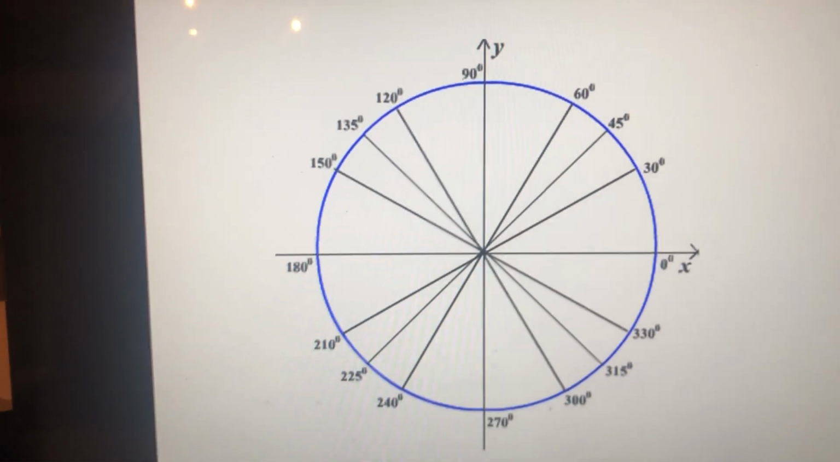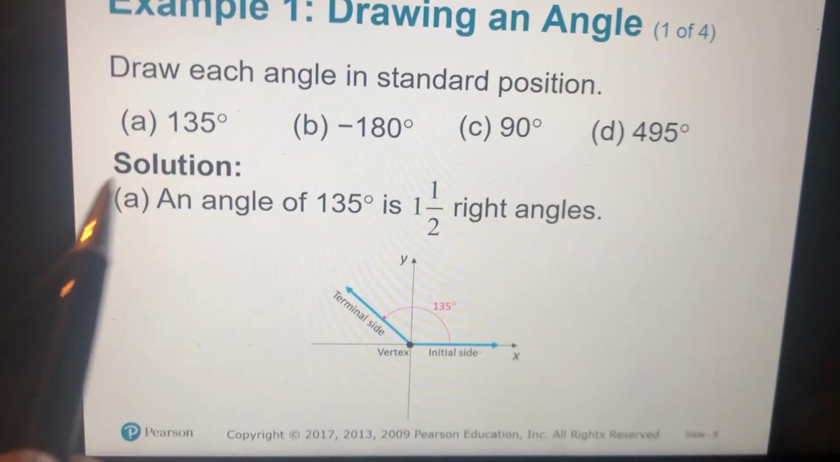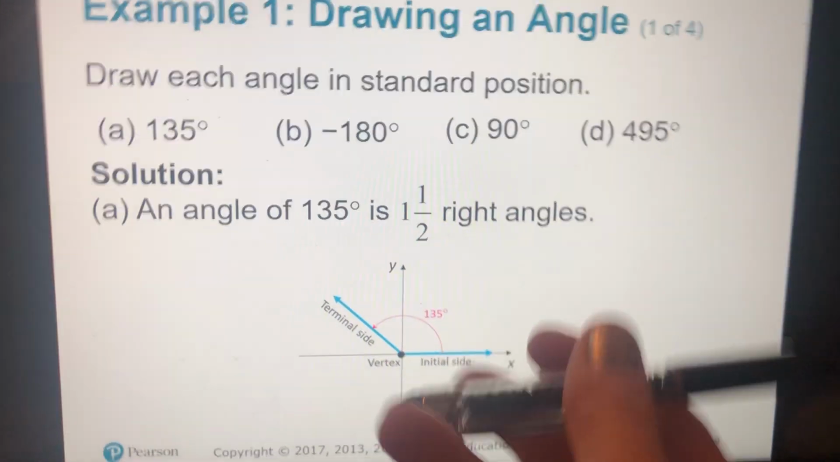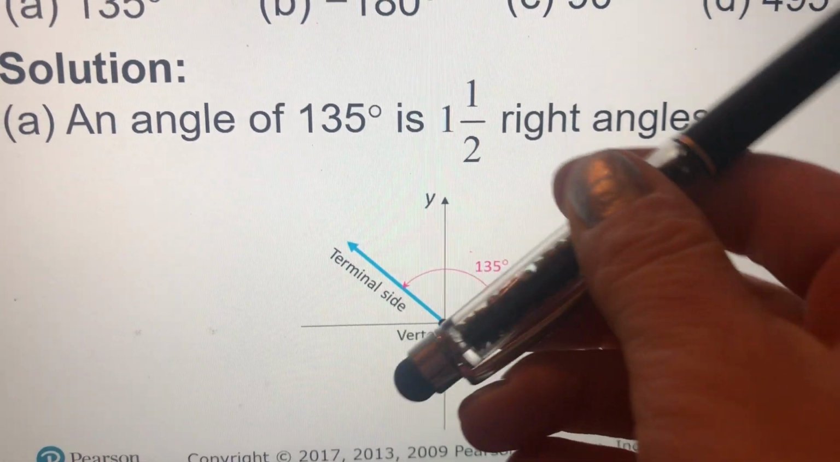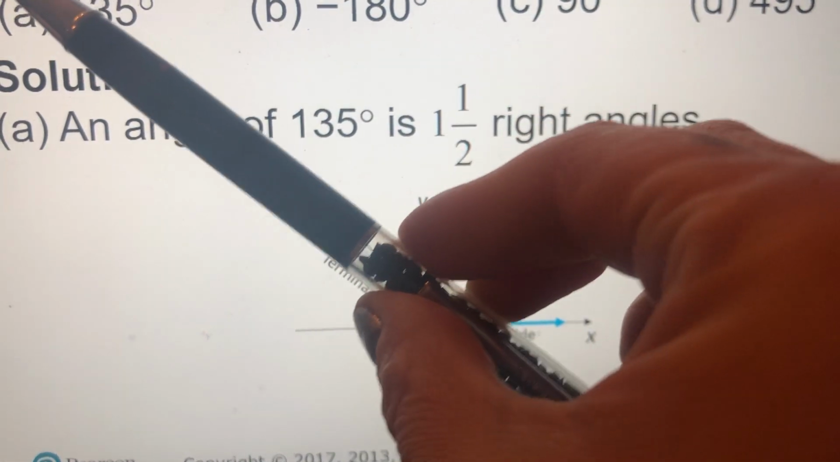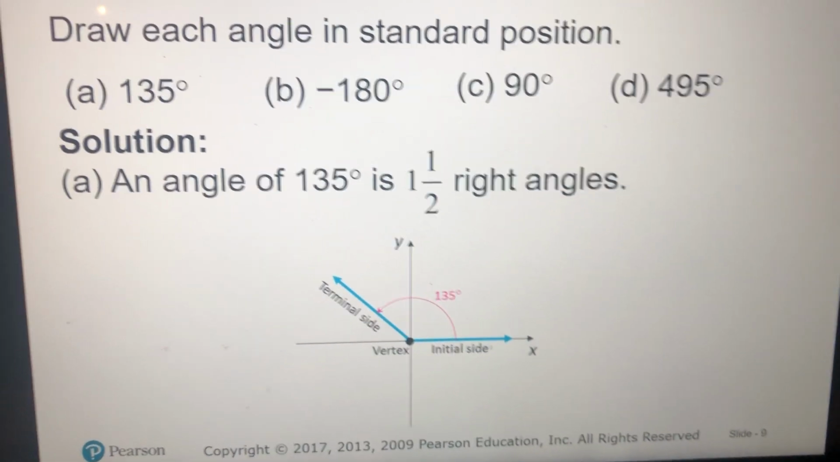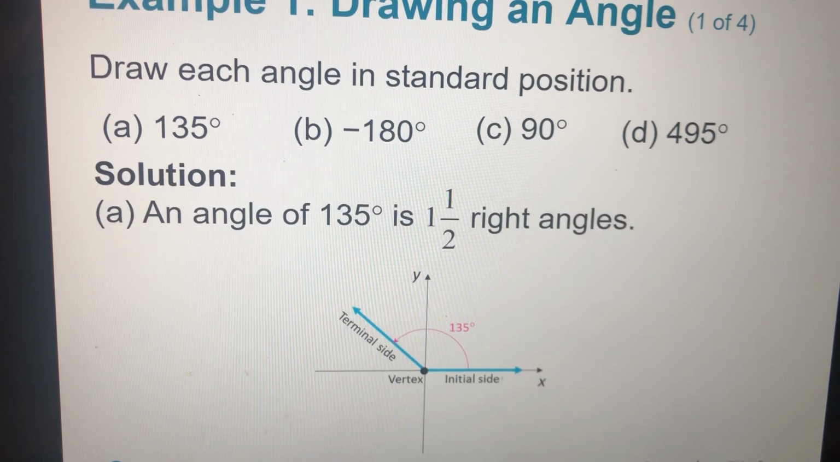So I'm just going to show you some of these examples. I'm not going to make you draw these, but if I were to draw an angle at 135 degrees, I would have my initial side here. I would go up past 90 degrees, and right over here, 45 degrees after the 90, would be at 135.